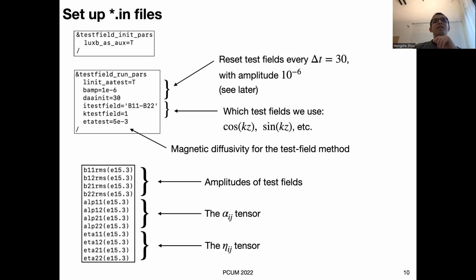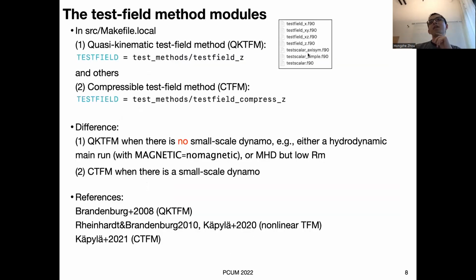If instead, let's go back, if instead you have used the axisymmetric method, you will have different diagnostics. You will have alpha parallel, alpha perpendicular, and so on. And if you have the test scalar method, then you will need to put in kappa, which is the turbulent diffusion for a scalar field.